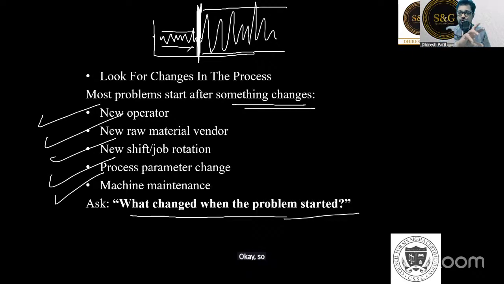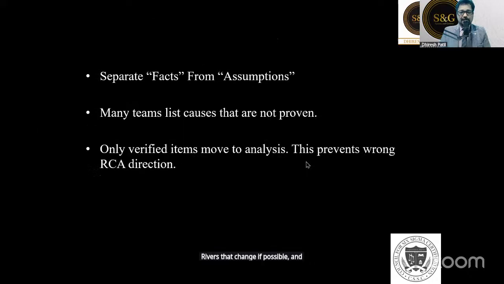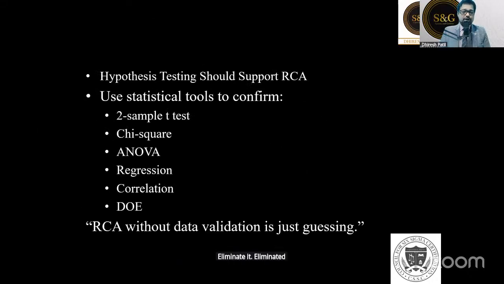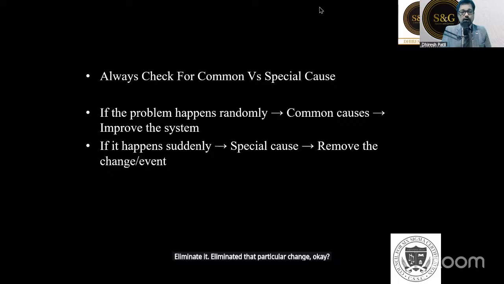So whenever you see a change in the process, find out what has changed in the process from that point onwards, and that becomes your cause. If possible, reverse that change and you can eliminate it. Now, always check for common versus special cause. This is also a very important insight.